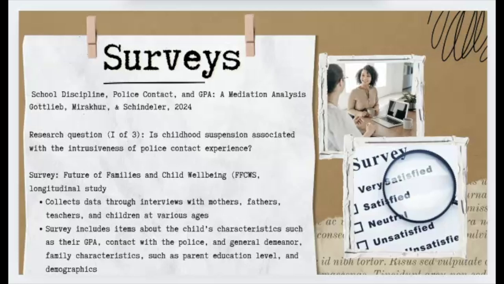And so this survey included items that collected data through interviews with the mothers and fathers, teachers, and children at different ages. So there was an interview component, and then there was a survey component. And the survey items included questions about the children's characteristics, such as their GPA, any contact they may or may not have had with the police, and their general demeanor. It also included family characteristics, such as a parent's education level and demographics. So that's one way a study used surveys and interviews in this case to address some of the research questions.